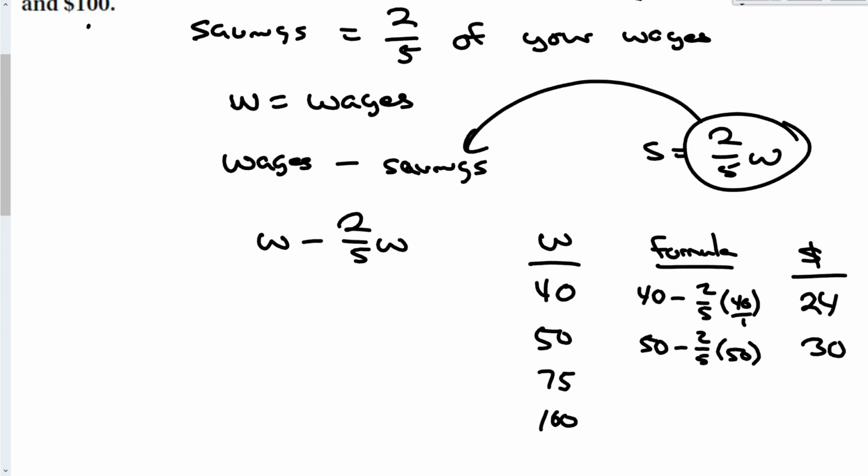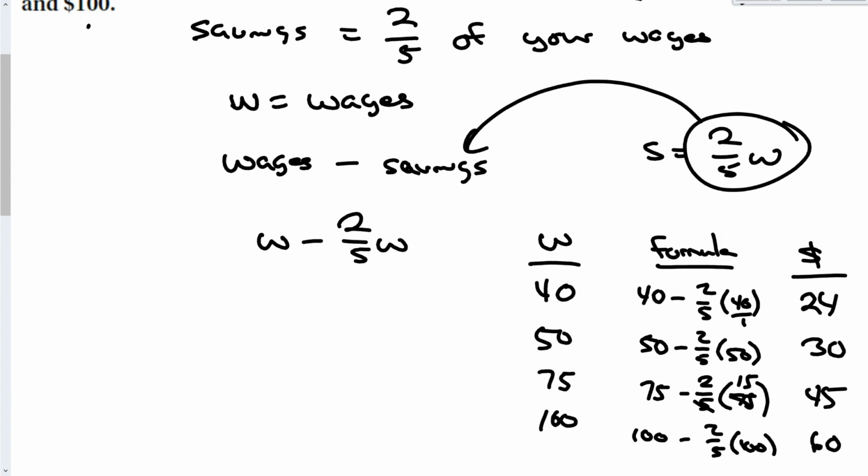And you can check this all on your calculator. 75 minus 2/5 times 75. Another way to multiply fractions quickly is to reduce before you even multiply. So I can take this 5 and cancel with this and give me 15. So now that turns into 75 minus 30, which is 45. And finally, we have 100 minus 2/5 times 100, which is $60.